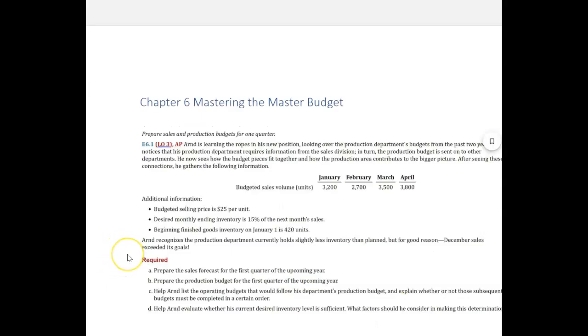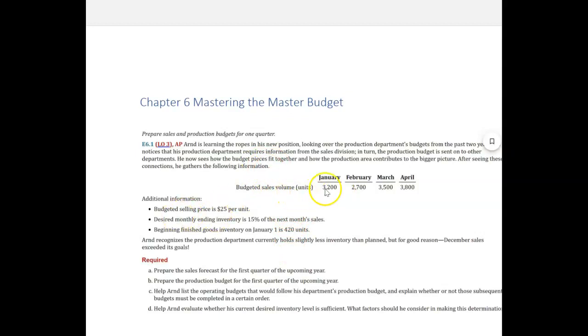Okay, this is the first class problem. It's about Earned. He's learning the ropes in his new position, looking over the production department's budgets for the past 2 years, and he notices that his production department requires information from the sales division. In turn, the production budget is sent on to other departments. So now that he sees how it all fits together, he gathers the following information.